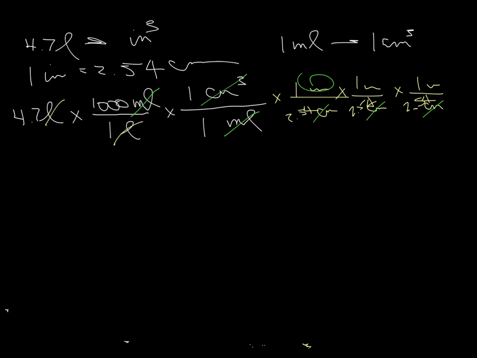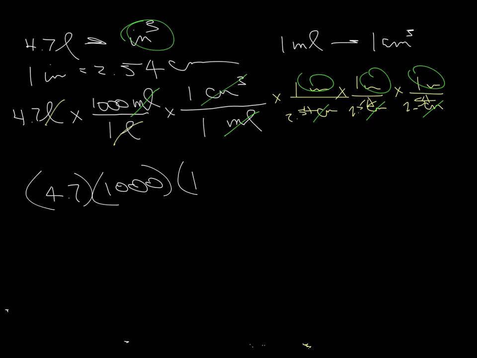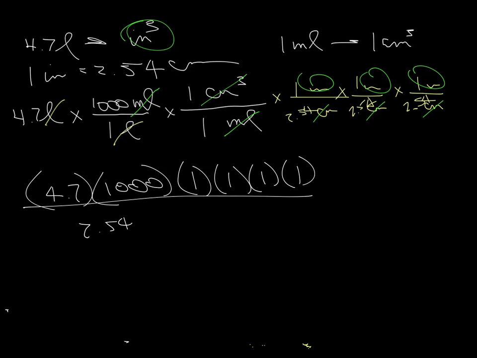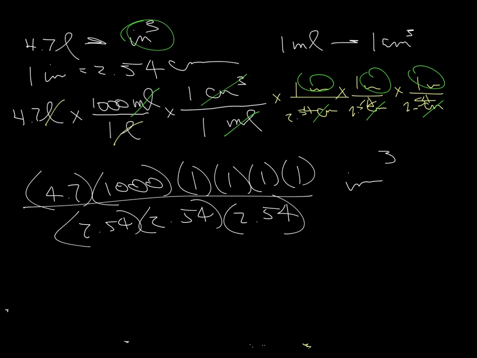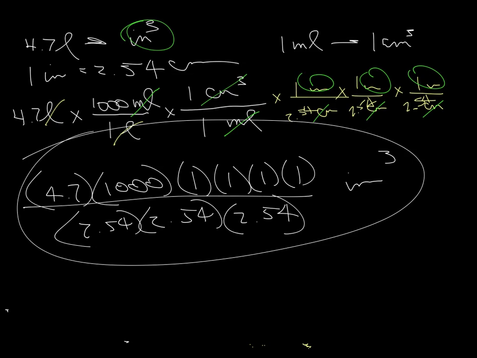And how many inches do I have? 1, 2, 3. So I've got my cubic inches. Alright, so how do I write this answer? I'm going to write it as 4.7 times 1,000 times 1 times 1 times 1 times 1. You don't have to write all those ones. Over 2.54 times 2.54 times 2.54, and then that is inches cubed. And that, my friends, is all you need for your answer there.